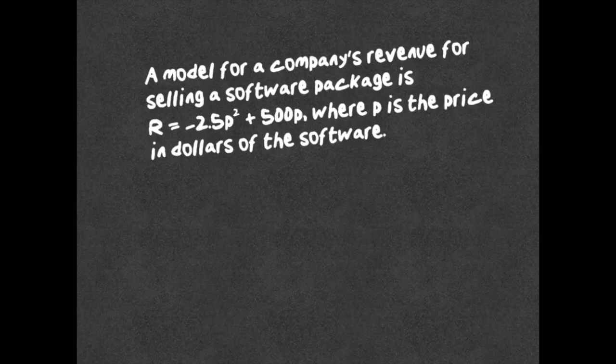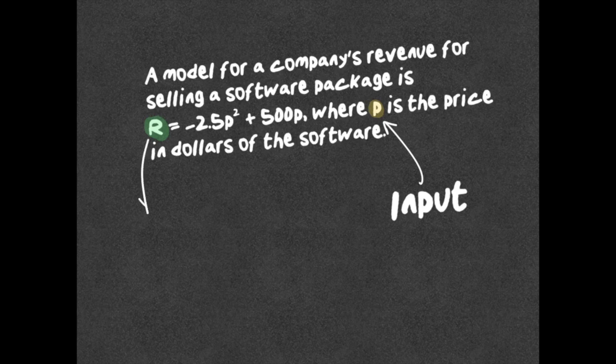A model for a company's revenue for selling a software package is R equals negative 2.5 P squared plus 500 P, where P is the price in dollars of the software. Let me highlight the letter P, and let's talk about what P represents. P represents the input. R represents the output. So if P goes into the function, R is what comes out.